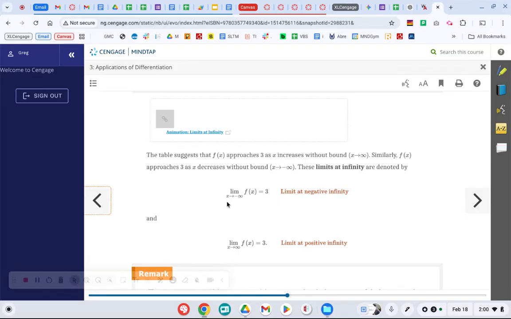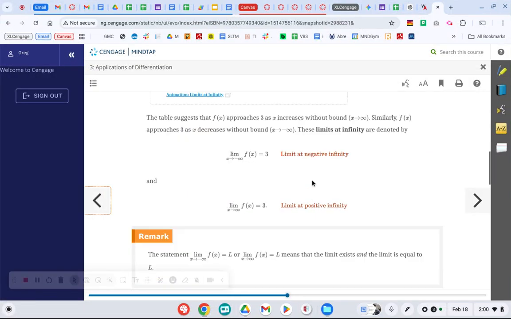Notice this is how you write it. The limit as x approaches infinity of the function is 3. The limit as x approaches infinity, of negative infinity and positive infinity.